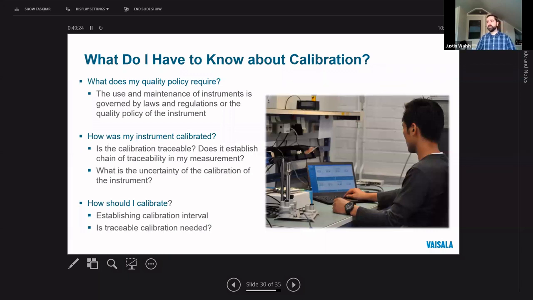But sometimes a traceable calibration isn't really needed, and often a simple spot check with a traceable reference or a handheld instrument will let you know that things are working as designed. So it's up to interpretation.